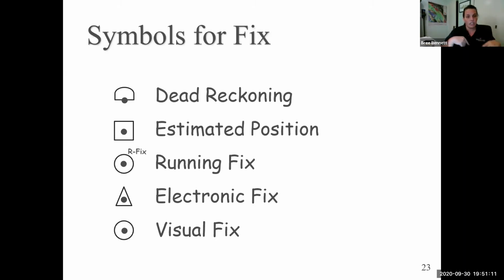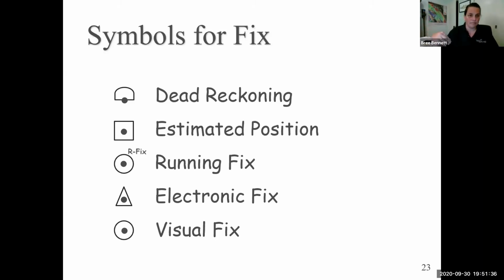And then we have our electronic fix. Again, that's based on you trusting the satellites and all of the electronics to give you the right information, which nowadays it gives you the right information. That's pretty reliable. But I might even switch this. There's more human error in a visual fix than there is in an electronic fix.